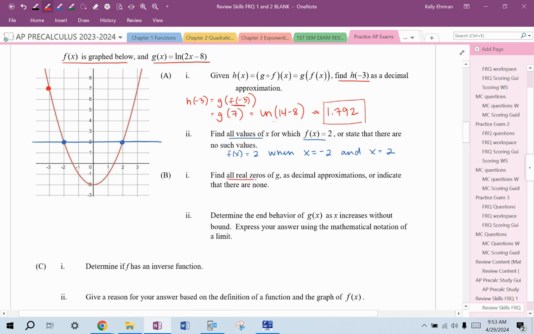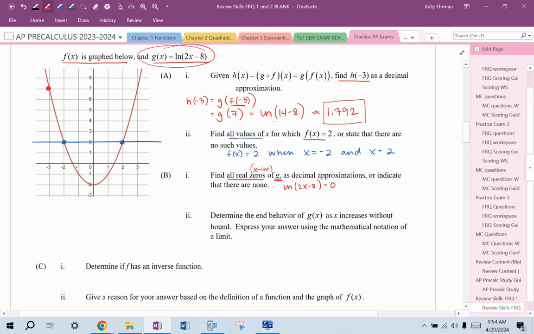Find all zeros, remember zeros are x-intercepts, of g as decimal approximations or indicate that there are none. So remember g, not f. So this is asking when is ln of 2x minus 8 equal to 0?